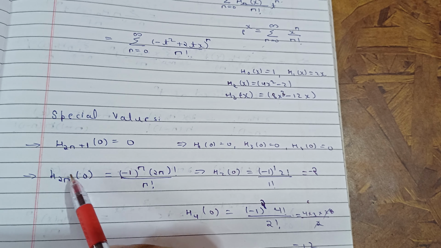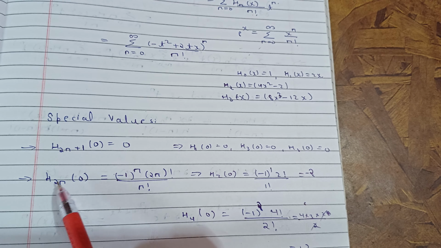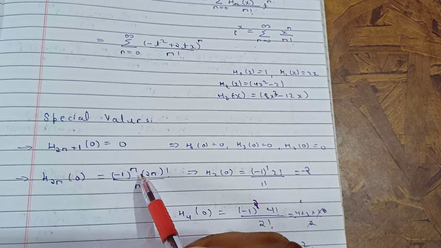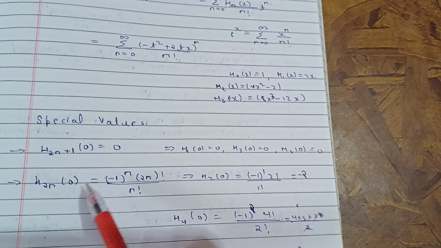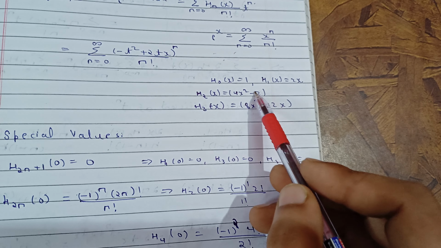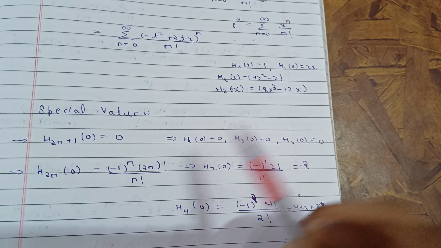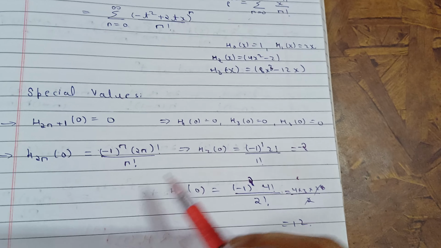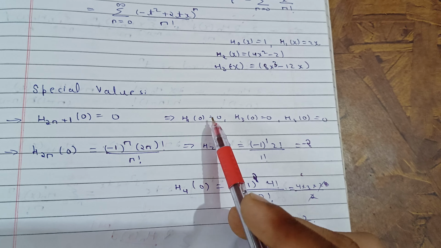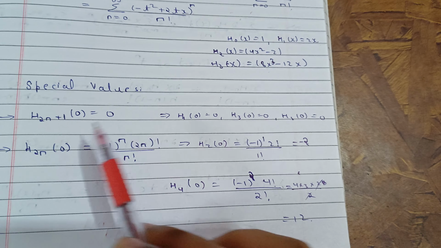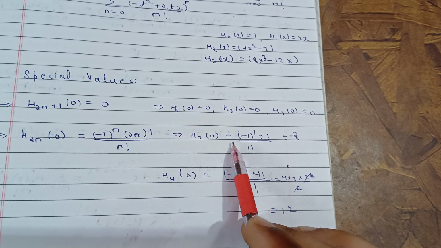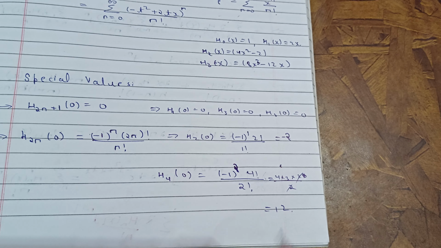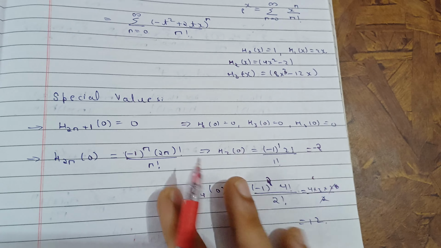Now see, you can find H2 at 0, meaning you need to put n equal to 1 here. So n equal to 1 will give you 2 over 1, so it will be minus 2 from here. Now you can see H2 at 0 will give you minus 2. That's how you can find the term which is independent of x. So this will give you H1(0), H3(0) as zeros, meaning all the odd terms will be 0 for the polynomial at 0. Now even terms you can find, H4 will be 12. So you must remember this result also.